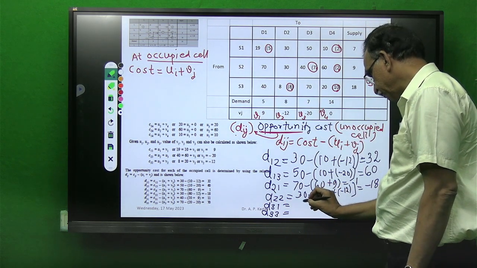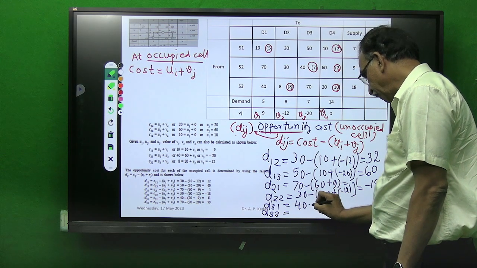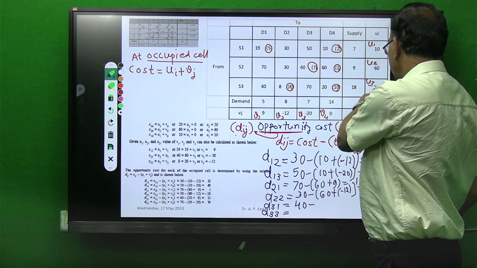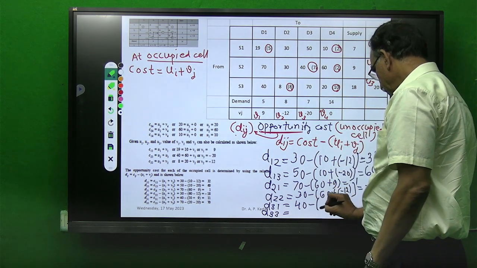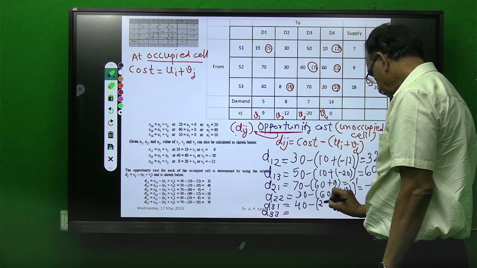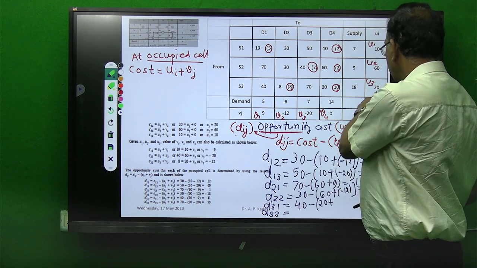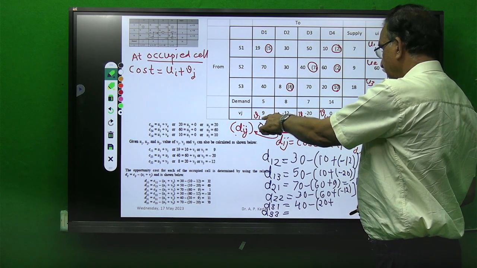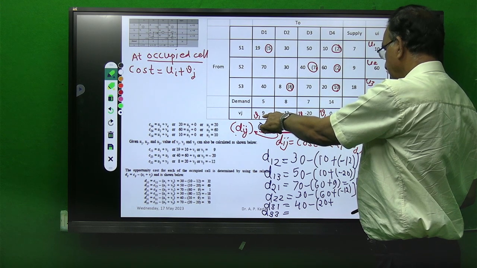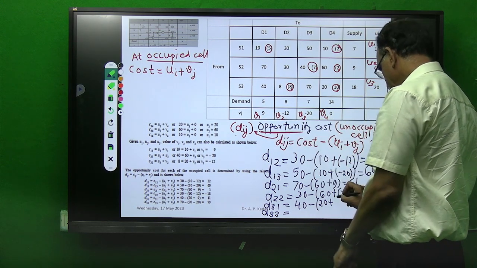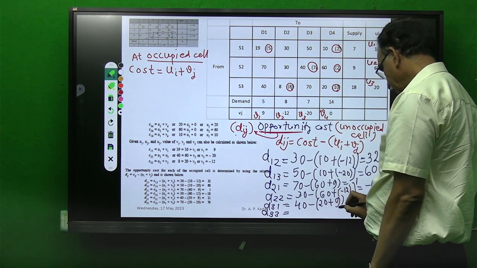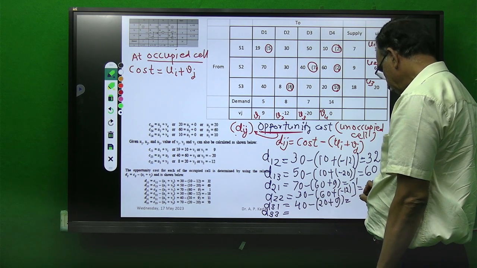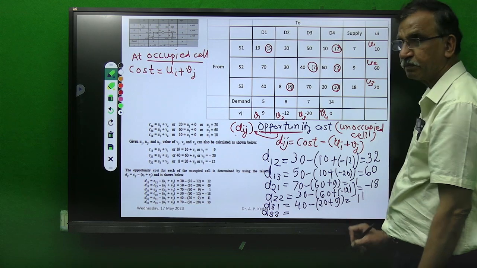Next we will calculate D31. D31 is 40 minus, U3 is 20 plus 9, it is 29. So 40 minus 29 is positive 11.